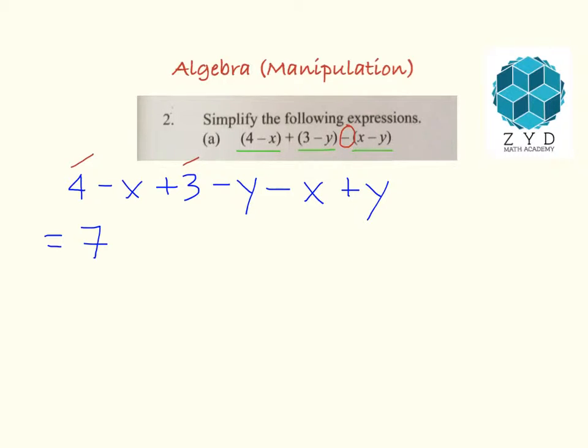So it's a negative x minus an x. So we have minus 2x. Okay, so let's put a tick that we have done this, and the last one is negative y plus y. So one is positive, one is negative, so they cancel out each other's term, so it gives us 0. So this is the final answer for this expression.